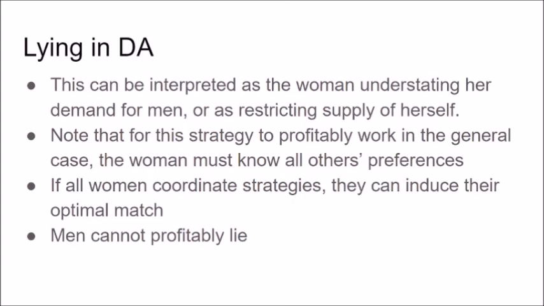Ponks does not give a proof for this. In fact, he actually leaves it as an exercise for the reader. So if you want to have some fun for an afternoon, try to create a proof that in the man proposing DA problem, men cannot profitably lie, but women can profitably lie.